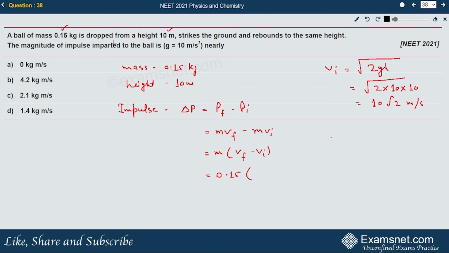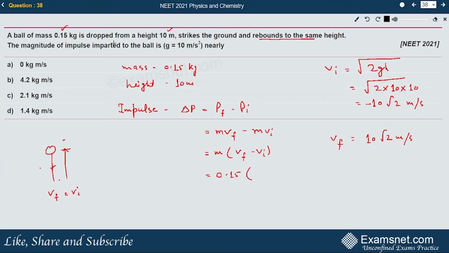Now we have to find out the velocity after collision. As mentioned in the question, the ball rebounds to the same height. What does this mean? That the ball rebounds with the same velocity. So final velocity is equal to initial velocity, which means it will also be equal to 10 root 2 meter per second. But direction is opposite, right? If one will be in positive, then the other will be in negative. So let's take any one of them in positive. I'm taking final velocity as positive and initial velocity as negative. You can take the final as negative as well.